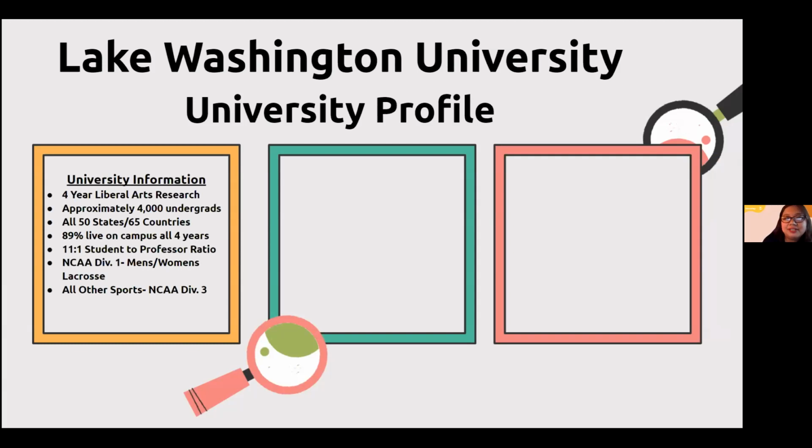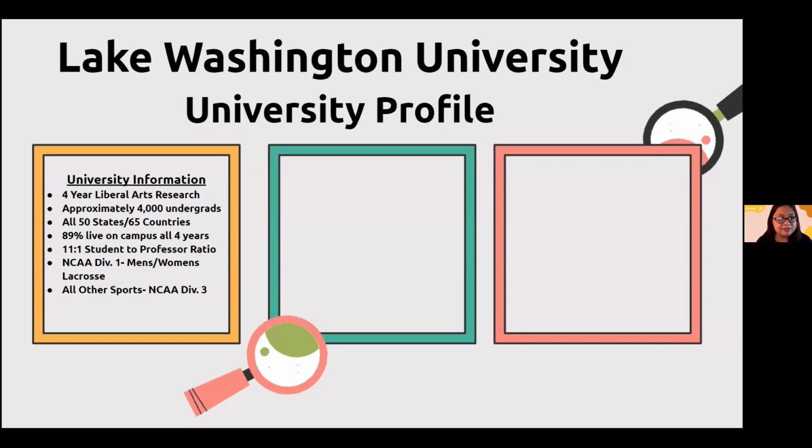So our basic university information, we're a 4-year liberal arts research institution. Liberal arts means that we're very interdisciplinary. We have a very rigorous set of courses. Research means, much like the UCs, we're also very research driven. We're approximately 4,000 undergraduate students. So that's approximately 1,000 per class for first-year, second-year, third-year, and fourth-year students. So we're a very small university.